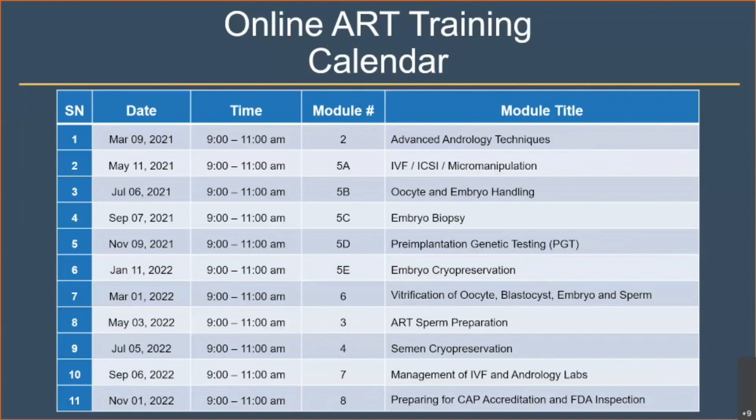module 6 until March of 2022 are going to be covered by our team of clinical embryologists who are really extremely well proficient and are extremely smart and clever. They are going to be covering these topics in coordination with our team.